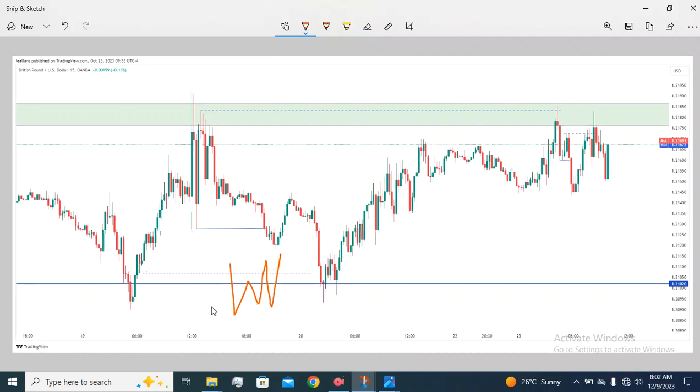Where we said they have a sweep of liquidity. This first leg, break of structure here. On this lower low, we take our trade. We ride it. Potential take profit with this higher high.